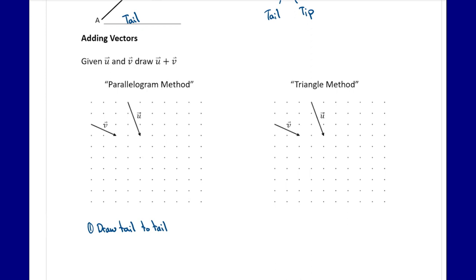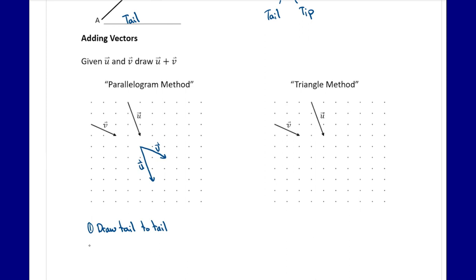If I was to draw them, it doesn't really matter which way, I have one vector, this is V, and then U. I'm going to make sure that when they connect, their tails are connecting. So I'm going to draw them tail to tail.